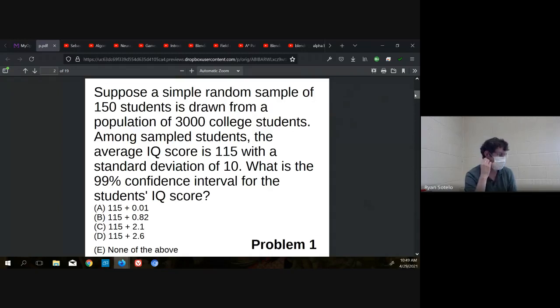Oh, that should be plus or minus. Isn't it? Yeah, yeah. So that should be like 115 plus or minus 0.01 or 0.82. Rather than. Trying, but I do not know how to do population.